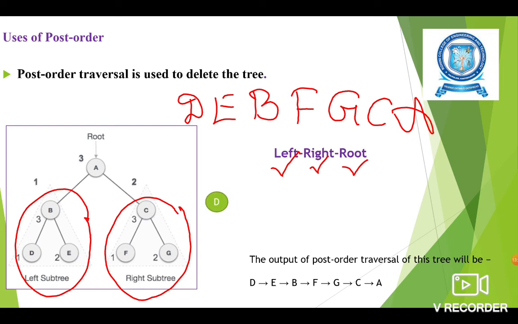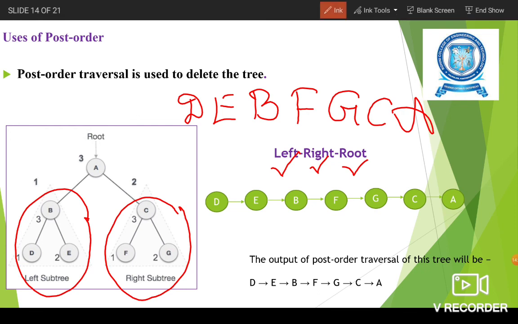First traverse the left subtree. For the left subtree also, apply the same concept: left, right, root, that is D, E and then B. After finishing the left subtree traversal, move on to the right subtree. Again apply the same concept: left, right, root. F, G, C. The left subtree is finished successfully. The right subtree traversal is also finished successfully. So move on to the root node. The root node is printed. So that's about postorder traversal techniques.